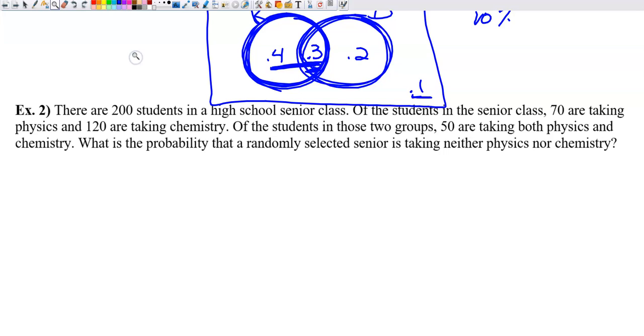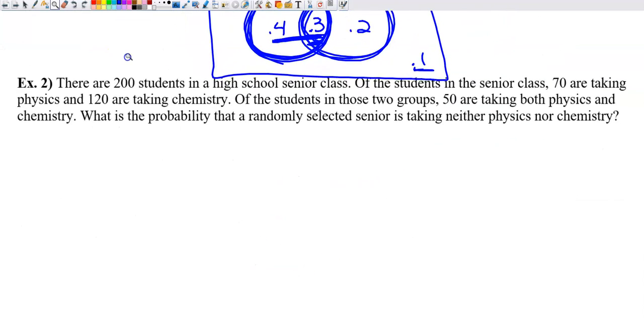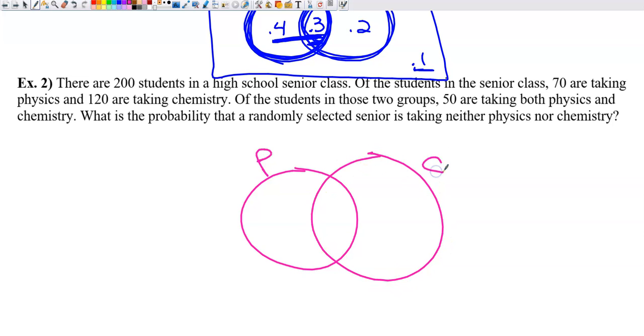This is essentially the same problem, but I'm talking about people. It doesn't matter, people instead of probabilities. I could convert those people into probabilities or convert it in the end. It doesn't matter to me, but it's the same idea. We got some students taking physics, chemistry. 50 of them are doing both. I'm going to keep it in terms of people for right now, but if you wanted to change this to 50 out of the 200, you could.